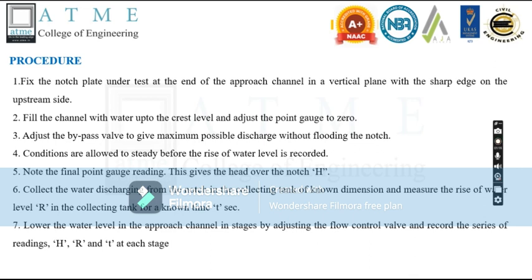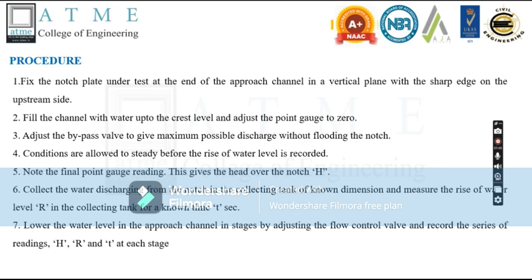First, fix the notch plate under the test at the end of the approach channel in a vertical plane with a sharp edge on the upstream side. Fill the channel with water up to the crest level and adjust the point gauge to 0. Once the water becomes steady, note down the H reading, and this height of the water at the crest level will remain same throughout the varying conditions or varying the discharges.